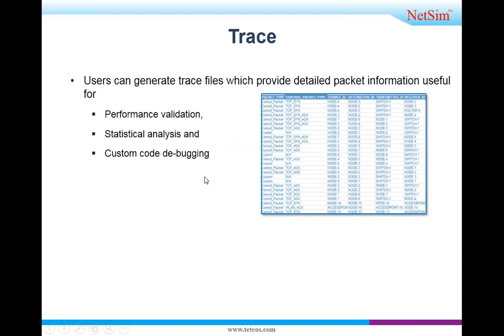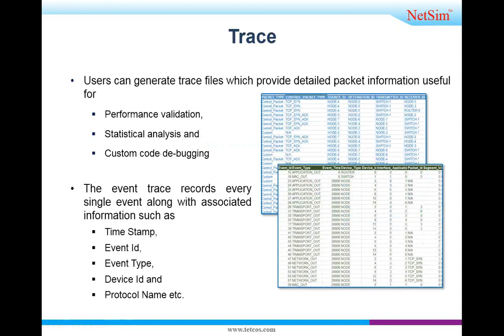So traces, first of all. Traces are of two types: one is packet trace and one is event trace. The packet trace will give you a set of chosen parameters for every packet as it flows through the network, such as arrival times, queuing times, departure times, payload, overhead, errors, collisions. And the event trace will record every single event along with associated information such as timestamp, event ID, event type.